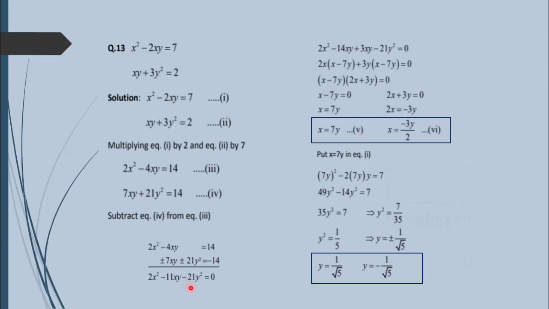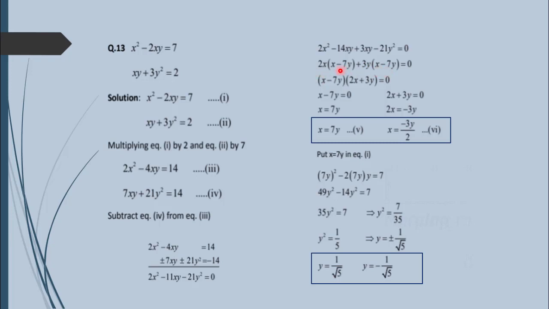By using factorization method, this can be resolved into factors as 2x square minus 14xy plus 3xy minus 21y square equal to 0. Taking 2x as a common factor, we get x minus 7y from the first two terms. From the next two terms, we take plus 3y as a common factor and get x minus 7y.